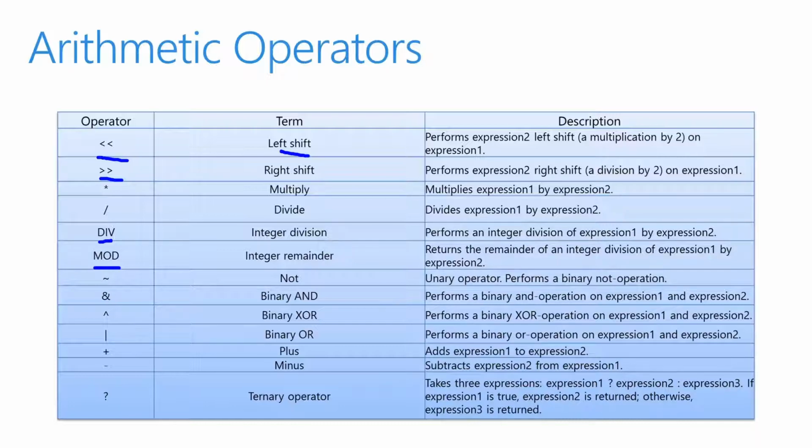The tilde is a unary operator, and it performs a binary not operation. So this means if we had tilde 1, it would give us an output of -2 since it's using binary.